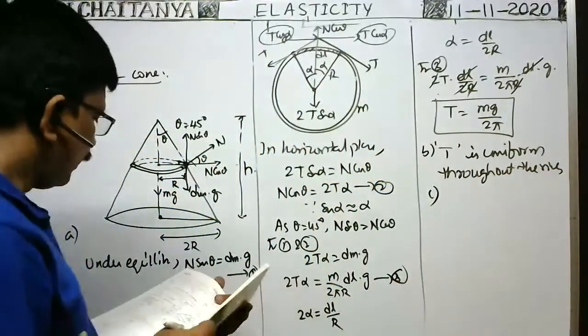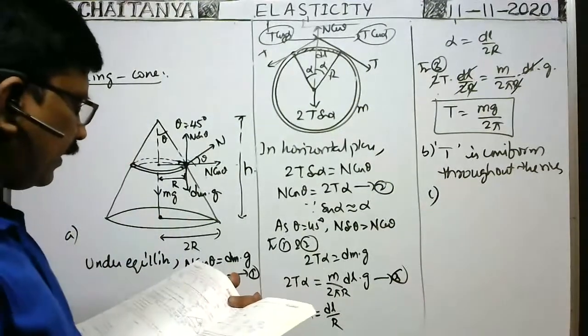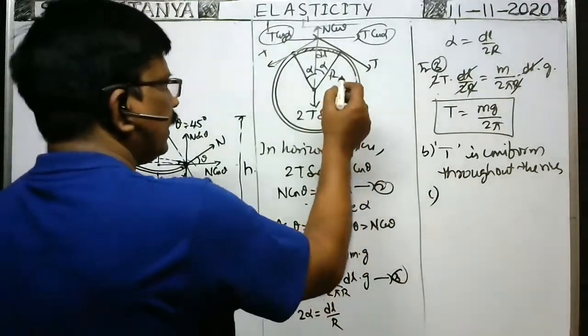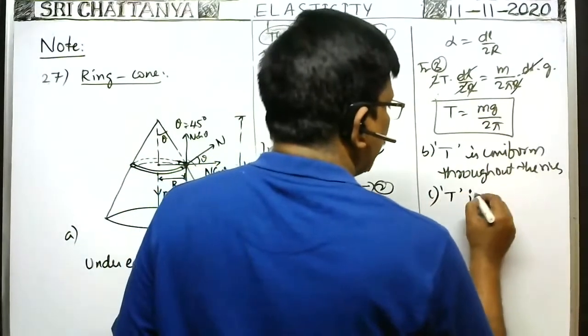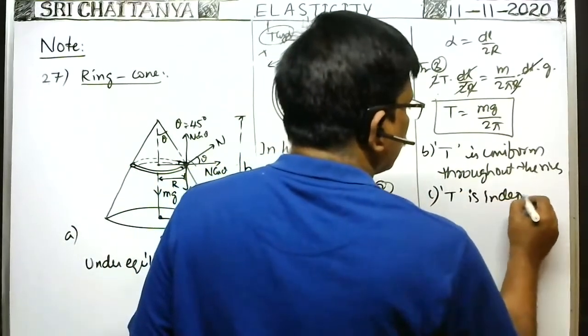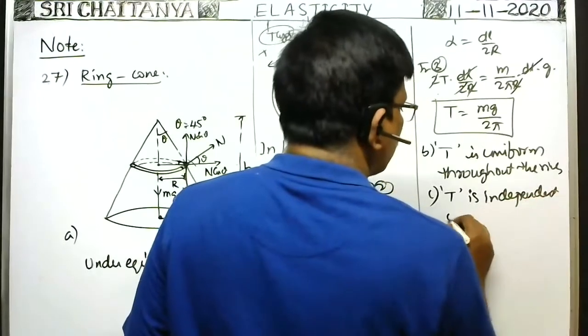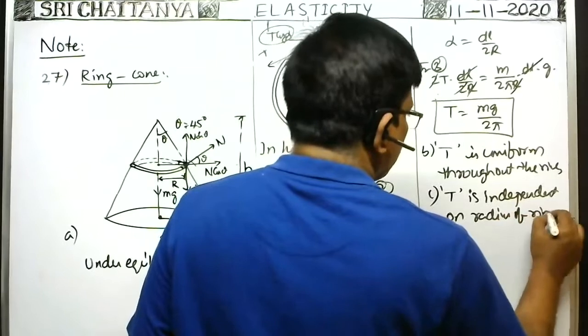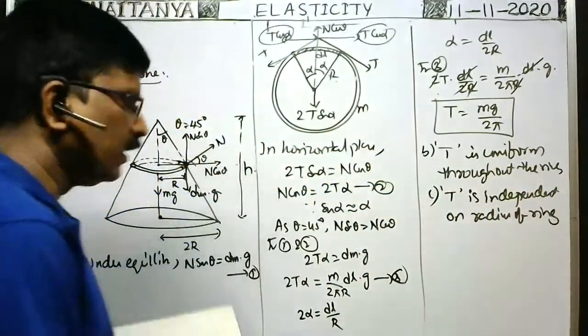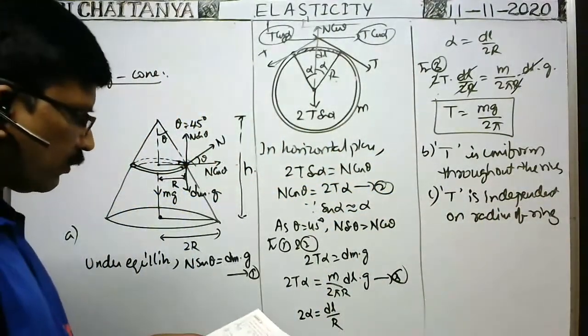Next, tension in the ring will be independent of the radius of the ring, because the radius of the ring, R, is not involved. That's why tension is independent of the radius of the ring. This is the information that can be drawn from that formula.